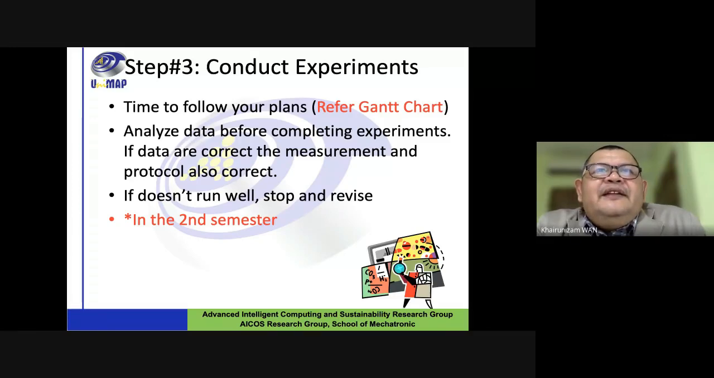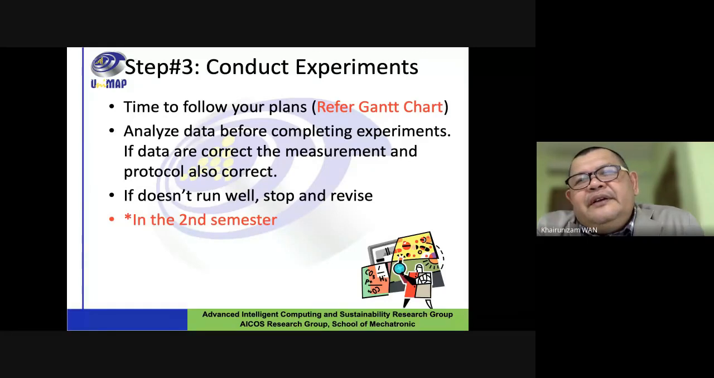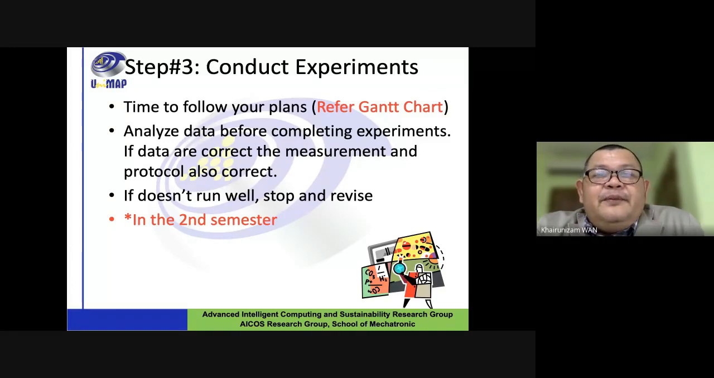If the data are correct, the measurement and protocol are also correct. And if it doesn't run well, stop and revise. Probably a revision to the protocol, probably a revision to the device, probably a revision to the installation, and there might be many possibilities. Conduct the experiment at our department started in the second semester.